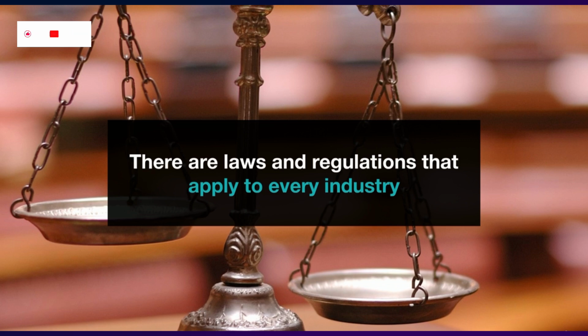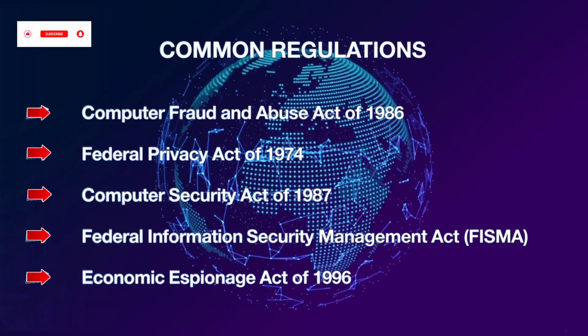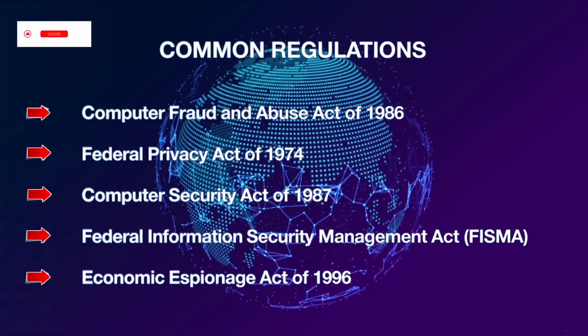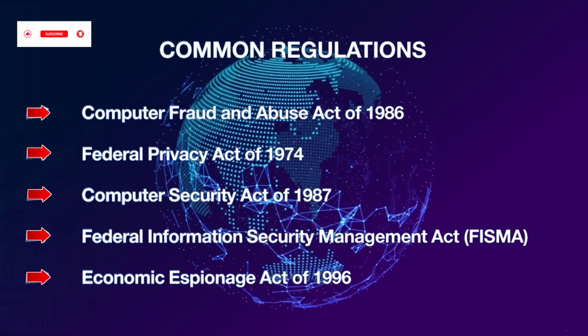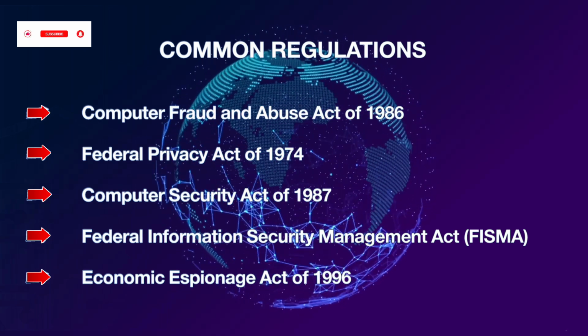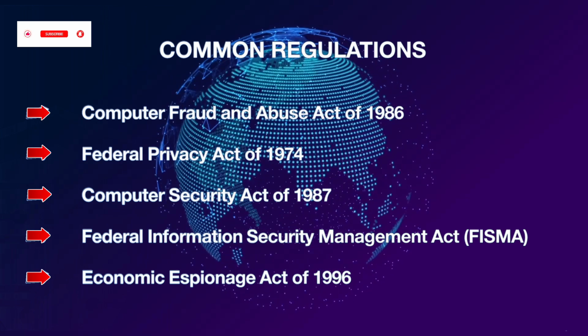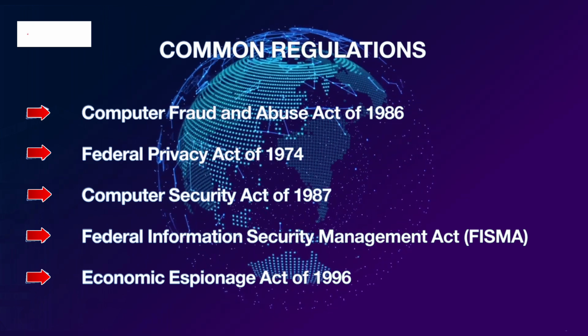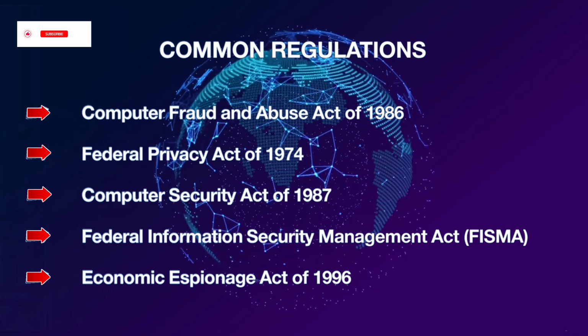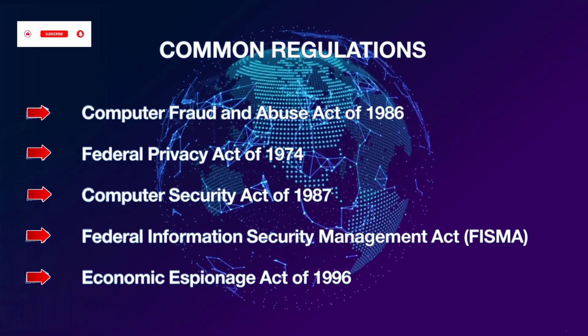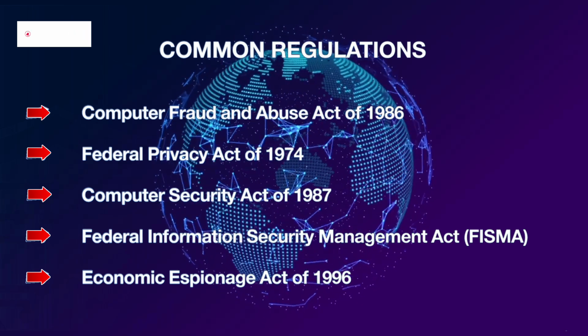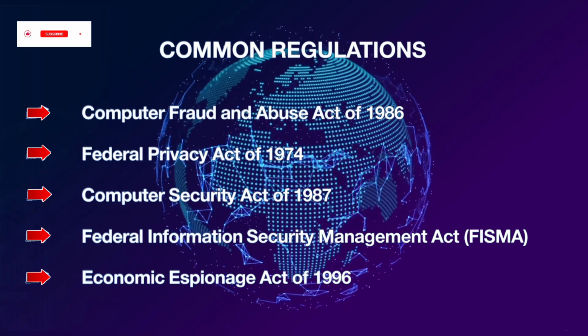Some of these regulations you might come across are things like the Computer Fraud and Abuse Act of 1986. There's the Federal Privacy Act of 1974 or the Computer Security Act of 1987. There's also FISMA, the Federal Information Security Management Act, the Economic Espionage Act of 1996. There's the US Patriot Act, Sarbanes-Oxley or SOX.